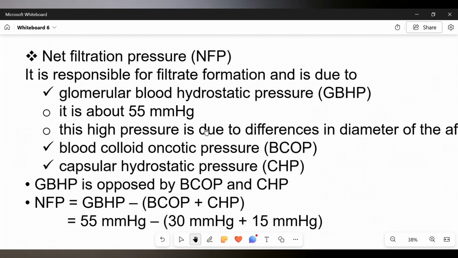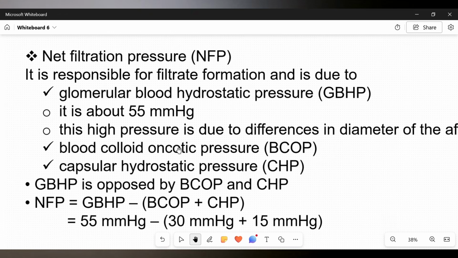The first one is the glomerular blood hydrostatic pressure. The second one is the blood colloidal oncotic pressure. Then we also have the capsular hydrostatic pressure. There is a fourth one called the capsular oncotic pressure.